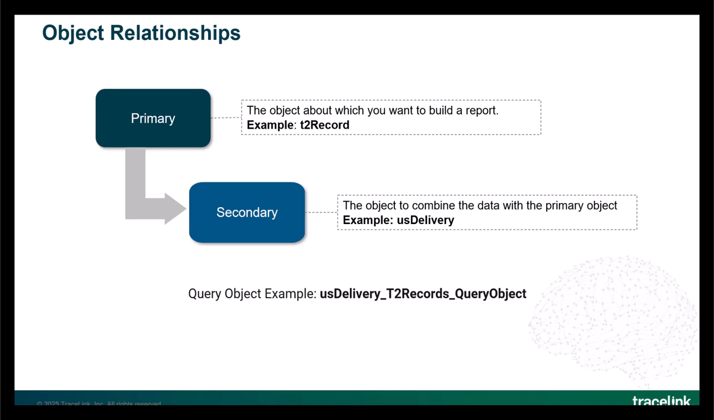ORD supports building these relationships up to 4 levels deep. These are your secondary, tertiary, and quaternary objects. Essentially, each level connects to the one above it, allowing you to bring in more detailed or related data. In this example, US delivery object is selected as a secondary object.